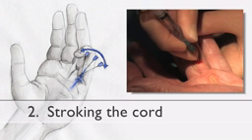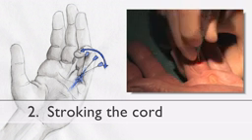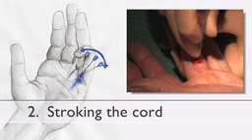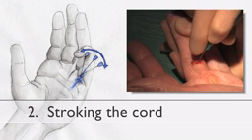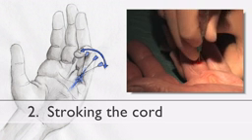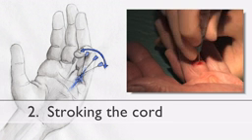Stroking the cord. The cord can be gently stroked from side to side using the tip of the needle. Care must be taken to ensure that the needle is not placed too deeply, as the flexor tendon may be injured with this manoeuvre. Asking the patient to move the finger and looking for movement of the needle may help to define the depth of the needle tip.